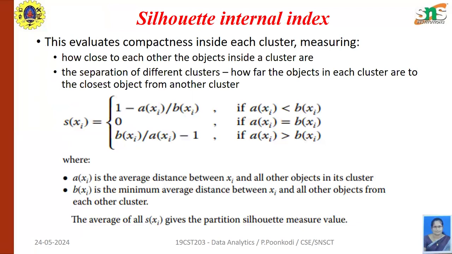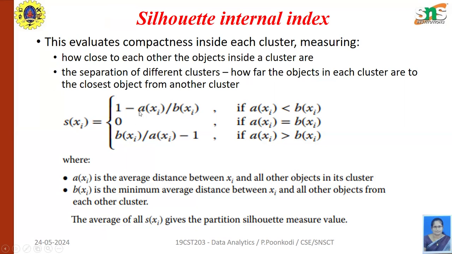The first one is the Silhouette internal index. This method is used to evaluate compactness inside each cluster, and it also measures how close to each other the objects inside a cluster are, and the separation of different clusters, how it is done.